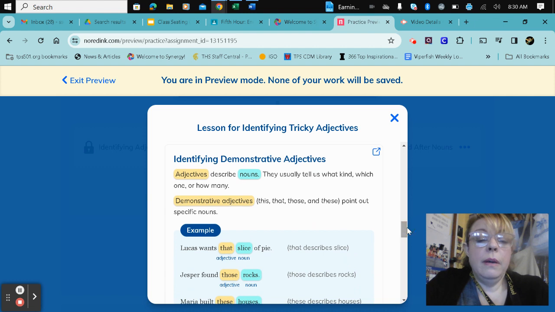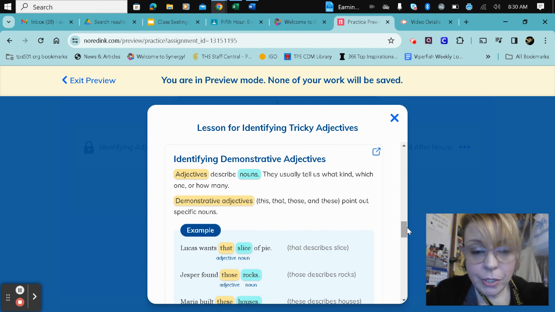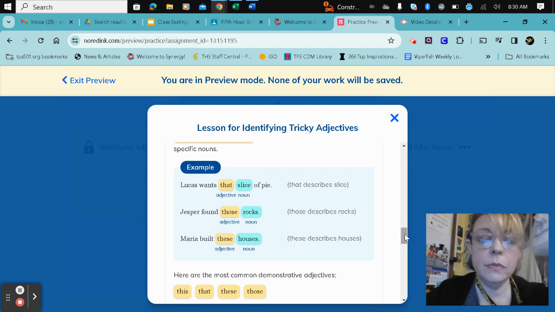Identifying demonstrative adjectives. It doesn't matter really how you pronounce it; I've heard it both ways by different scholars. Demonstrative adjectives are this, that, those, and these. They point out specific nouns, so those are adjectives.